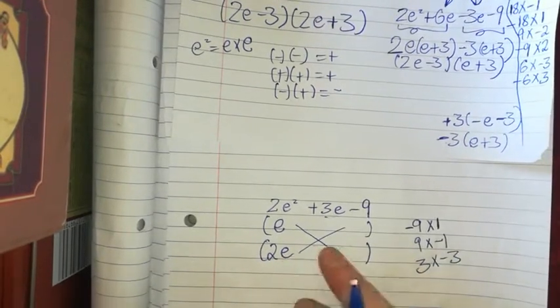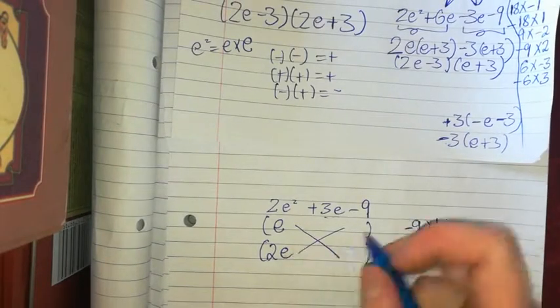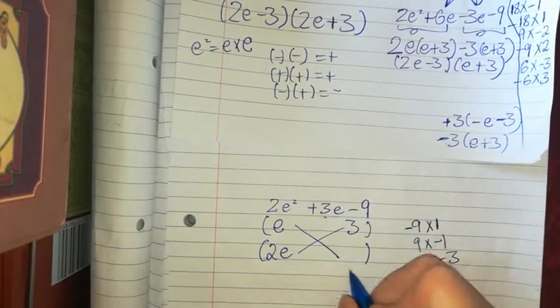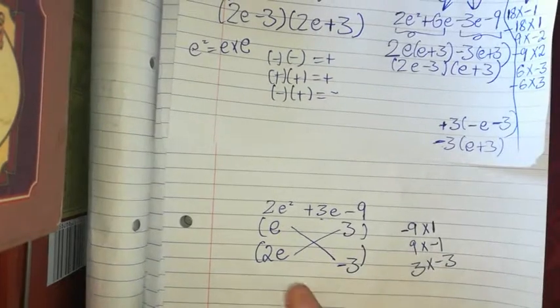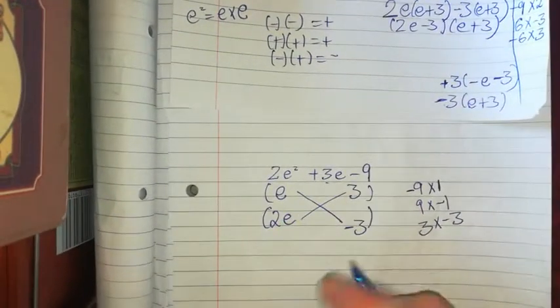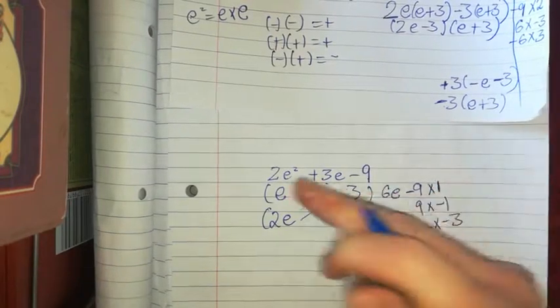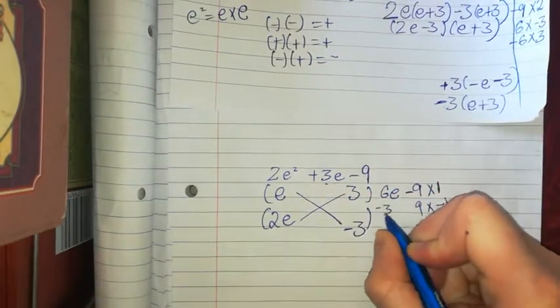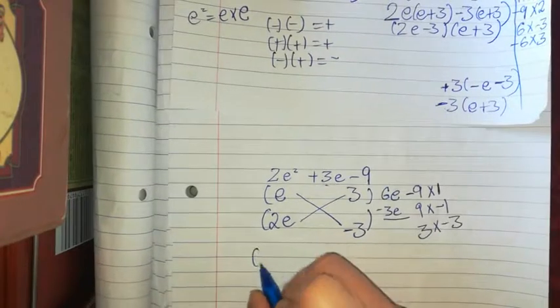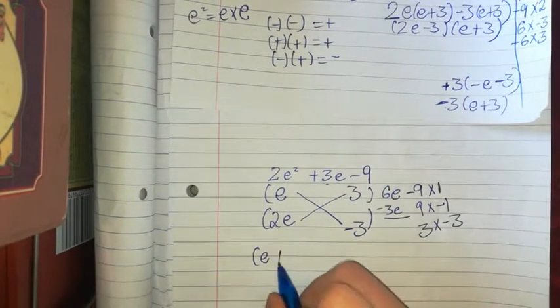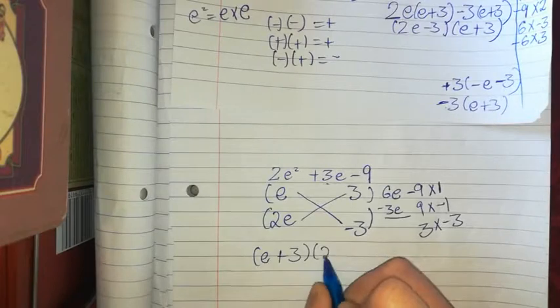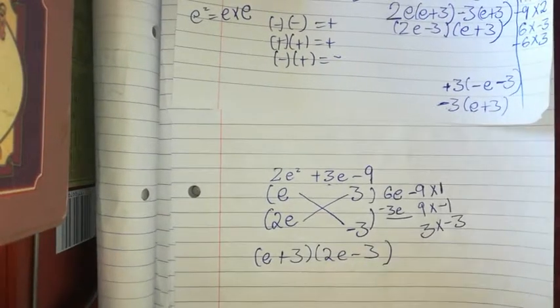So say if I had 3 here and then minus 3 here. Then that would be 2e by 3, so that would be 6e, and then e by minus 3 would be minus 3e, so that would work also. So then that would be e plus 3, and then 2e minus 3. So that's doing it both ways.